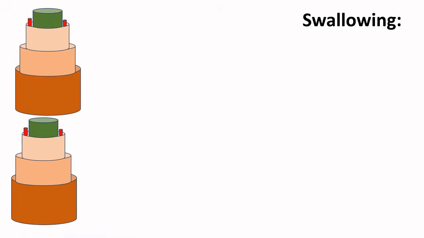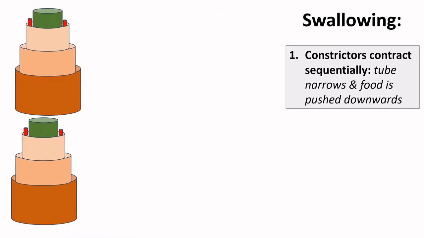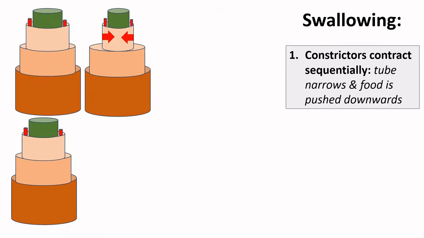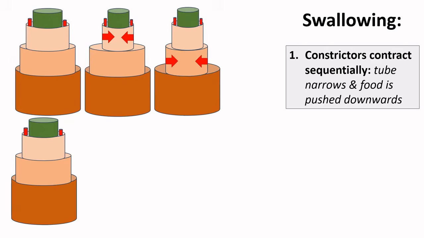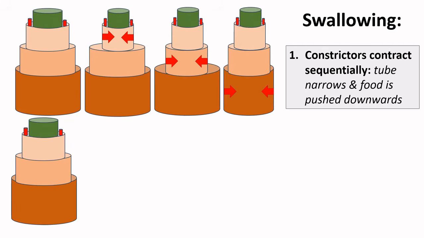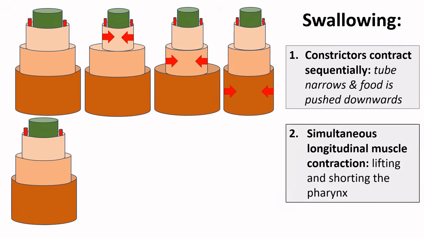Now, what happens when we swallow? I already explained it, but these drawings will maybe help you visualize what I said, because I'm not sure if I explained it quite clearly. What happens when we swallow? Well, these processes happen simultaneously, but we get a sequential contraction of the pharyngeal constrictor muscles. So first the superior will contract, then the middle, and then the inferior muscle. And this basically narrows the tube and pushes food downwards, and simultaneously the contraction of the longitudinal muscles will shorten the pharynx.